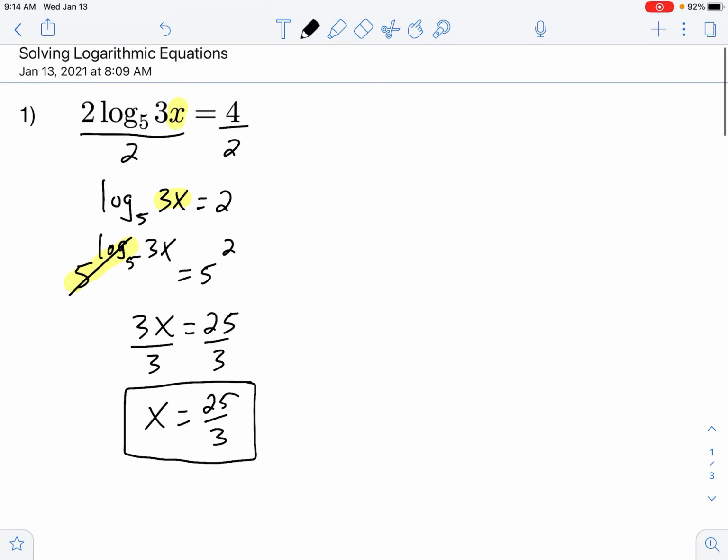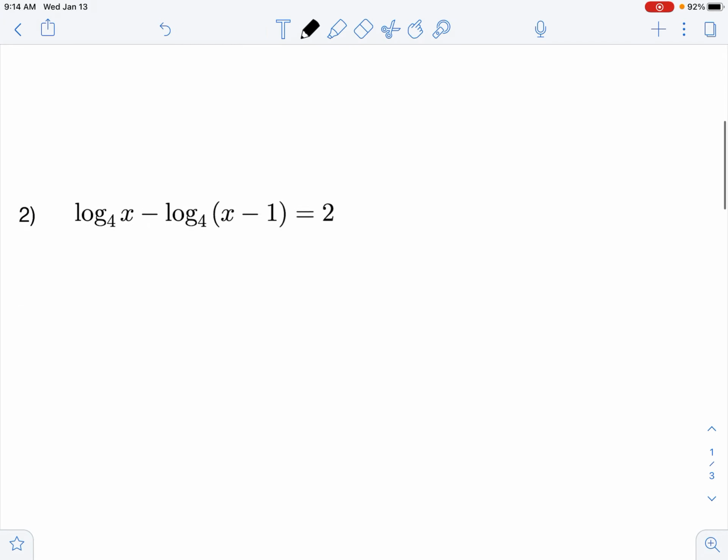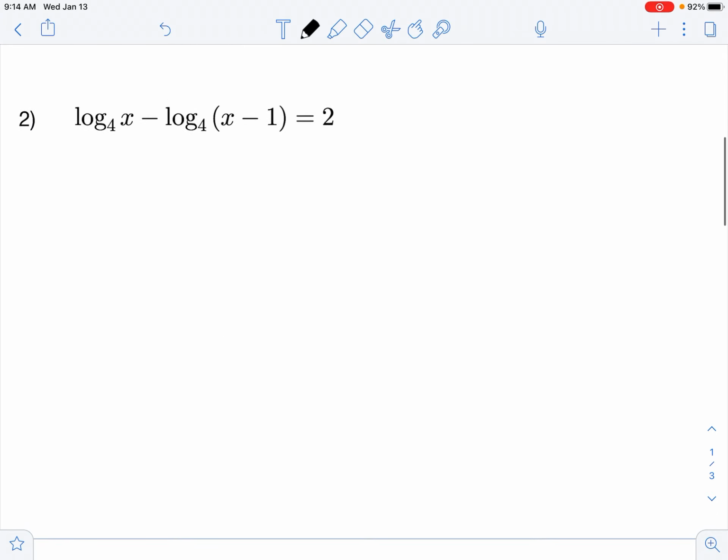All right, let's take a look at another one here. So now we have 2 log expressions in here. Think about the properties of logarithms. What I want to do is get these together into one log. Basically we want to condense this. With the properties of logarithms, when you subtract logarithms, it's the same as division when we condense it. So this would be log base 4 of x over x minus 1 is equal to 2.